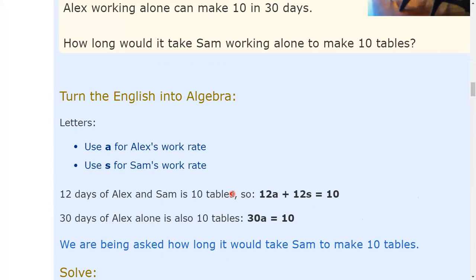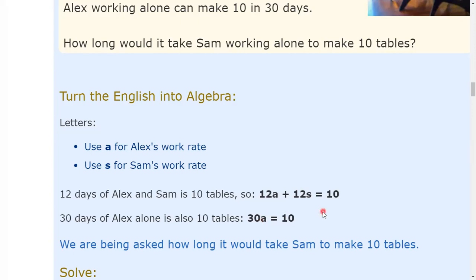Are you getting this? Yeah. Is there any confusion? No, I get that. A for Alex, S for Sam's work rate. 12 days of Alex and Sam is 10 tables, so 12A plus 12S, because the time is the same. They are producing 10 tables together. 30 days of Alex alone is also 10 tables: 30 into the rate of production of Alex, A, is equal to this. You can also match your paper. Are you proceeding in this way? Yeah.